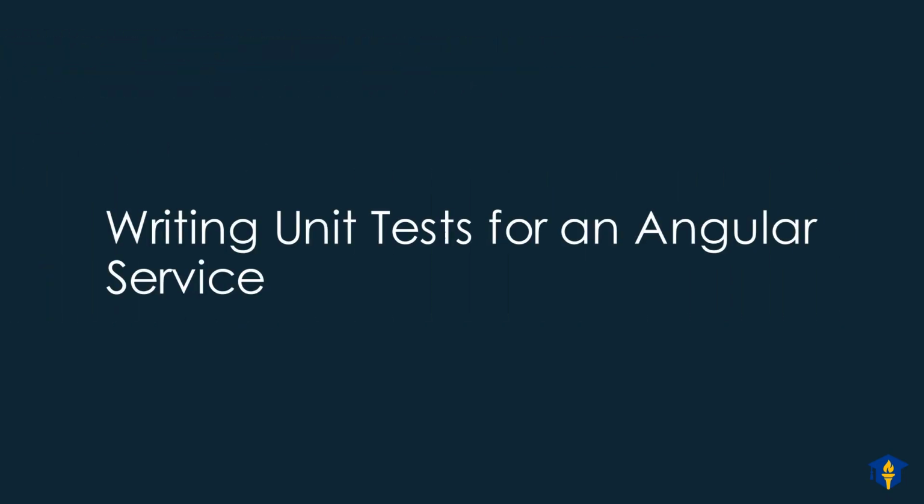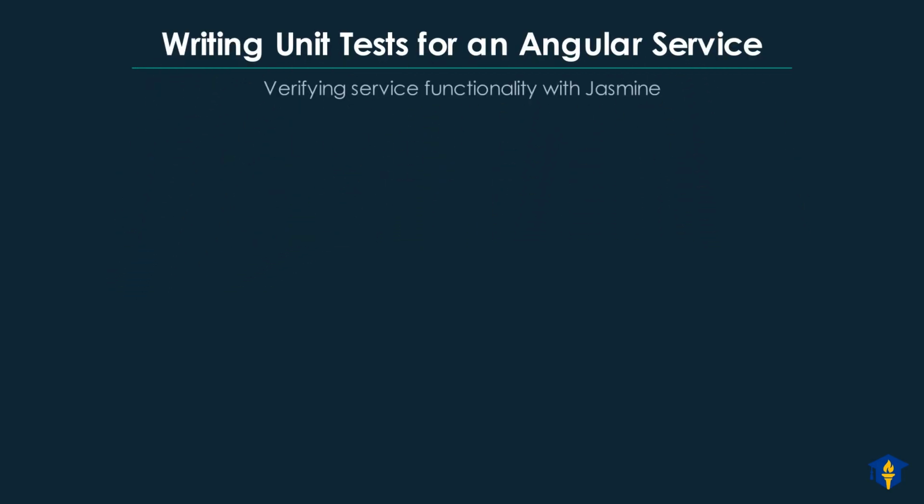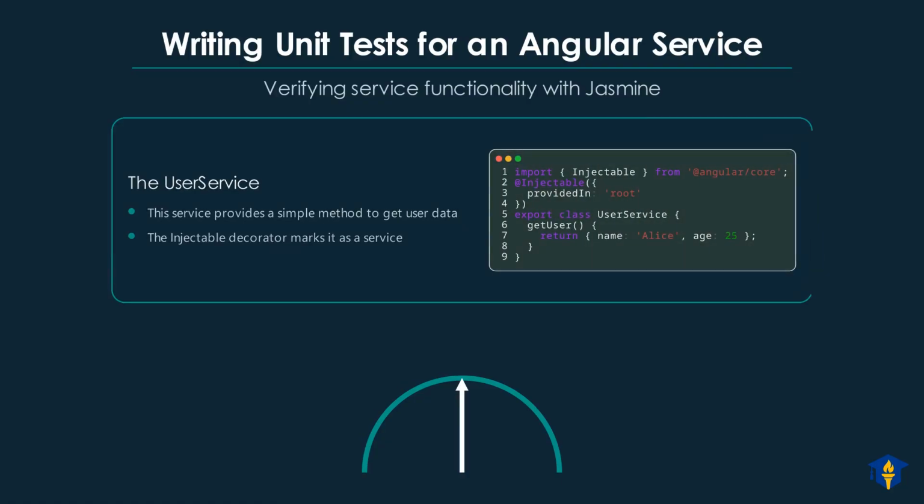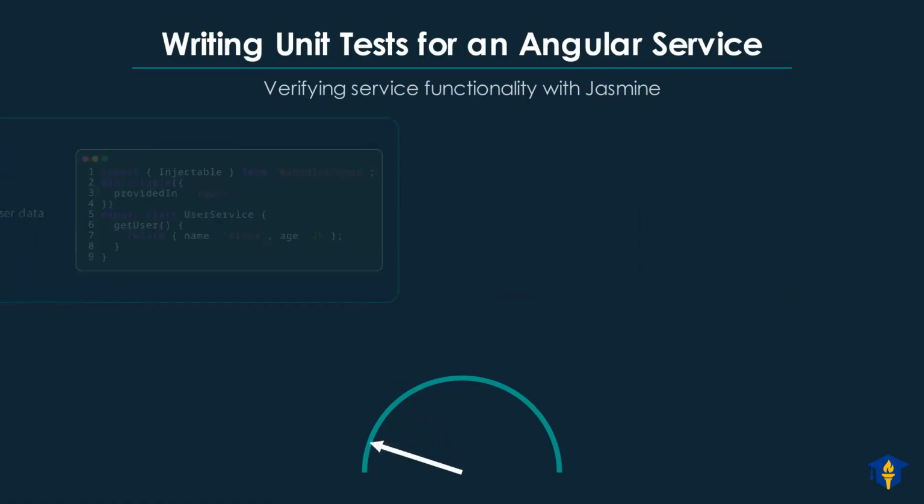Let us now explore how to write unit tests specifically for an Angular service. We will verify the service's functionality using the Jasmine testing framework. Here, we have a user service, which is a simple Angular service component. This service provides a straightforward method to retrieve user data, marked by the Injectable decorator. This code imports Injectable and defines the UserService with a getUser method.